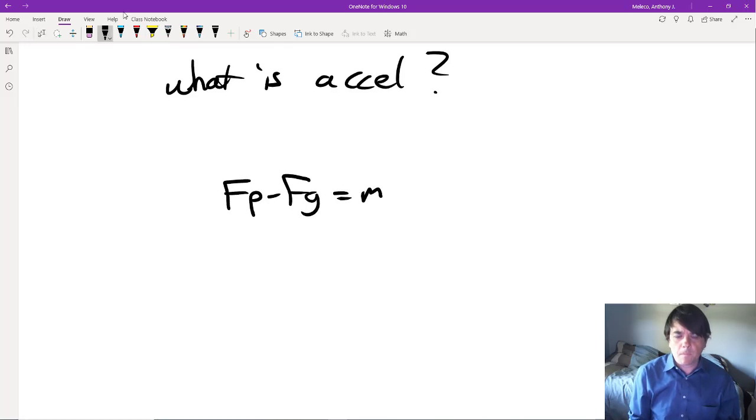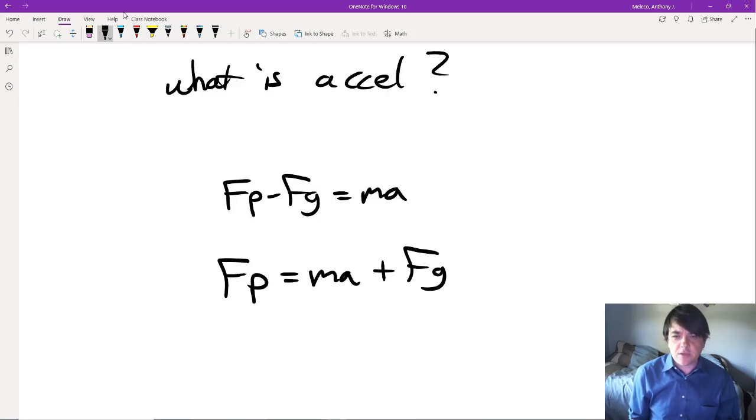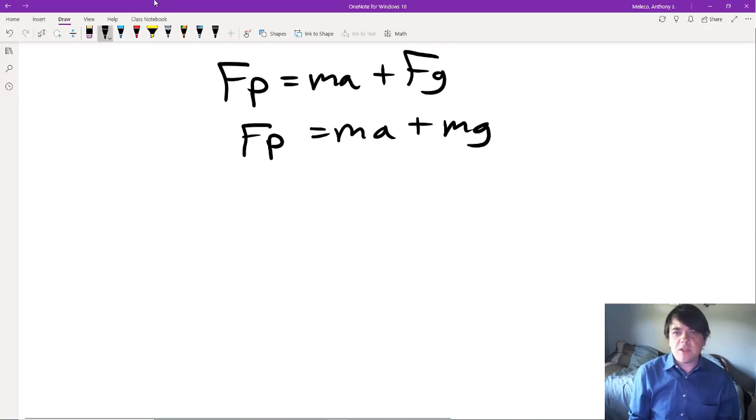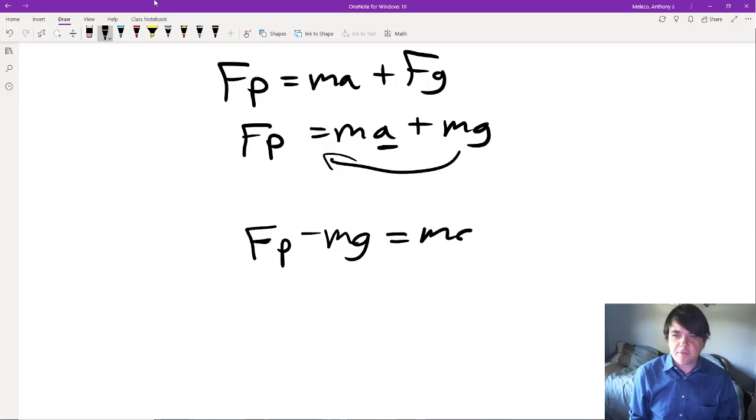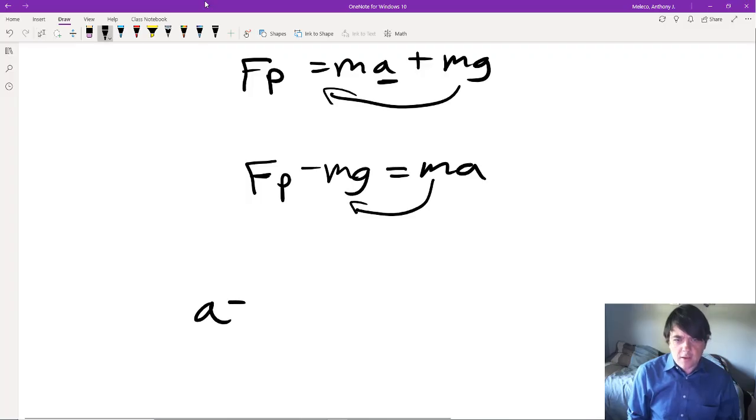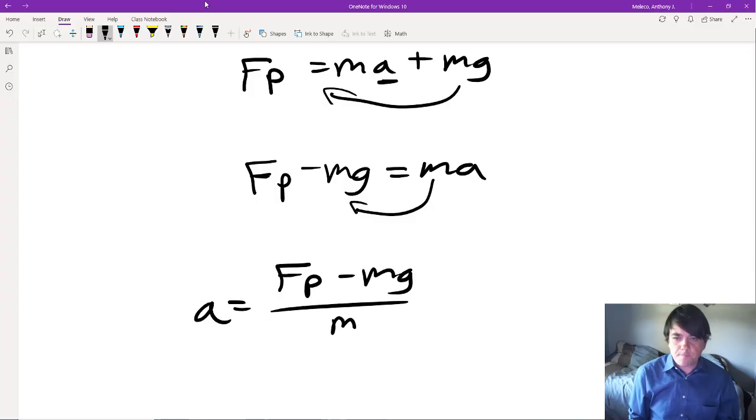Here's our equation. We have Fp equals ma plus Fg, which equals ma plus mg. And we need to solve for ma, actually. So what I'm going to do is subtract this guy back over, because I didn't realize that's what I was solving for, and just divide by m. So a equals Fp minus mg over m.